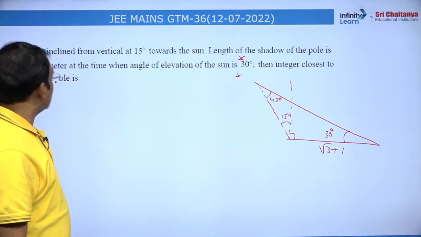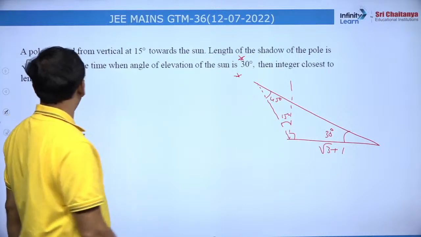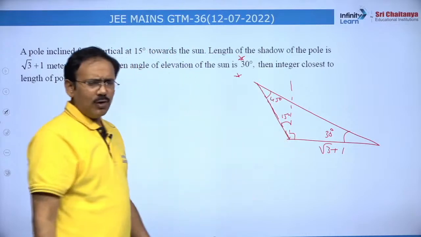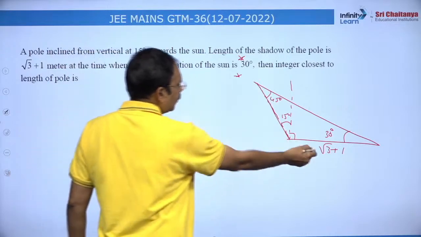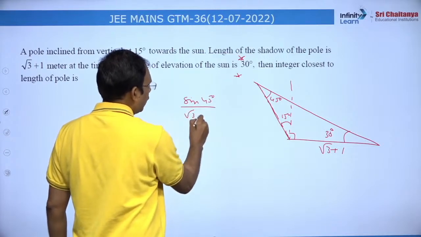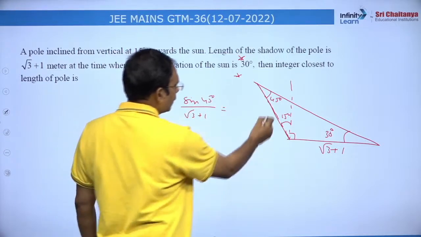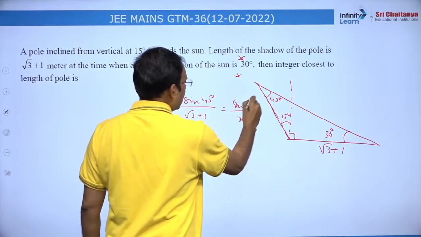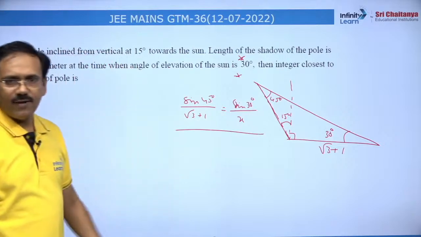Now, then the integer closest to the length of the pole. The length of the pole is this, my dear friends. Why don't you apply the sine rule? You know this, sine 45 degrees by root 3 plus 1 is equal to the length of the pole you want, which is x, sine 30 degrees you can write. Apply the sine rule, you will get the value of x.